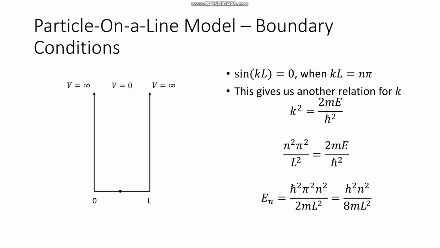So solving for E, we have this. And we can also rewrite h bar, where h bar is Planck's constant divided by 2 pi. In doing so, we can eliminate pi, and we're left with h squared times n squared divided by 8mL squared. And that is the energy levels of our particle in our infinite well.